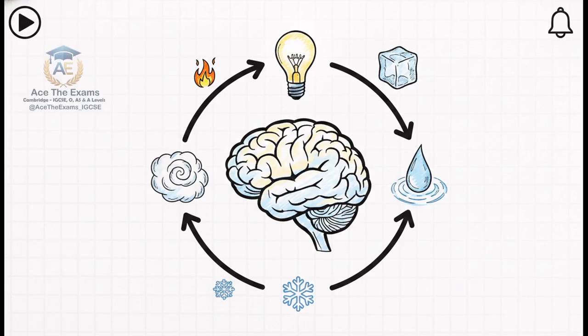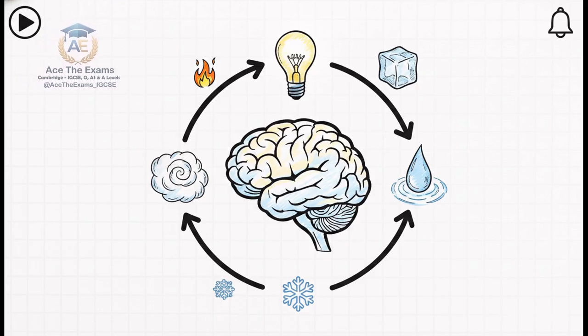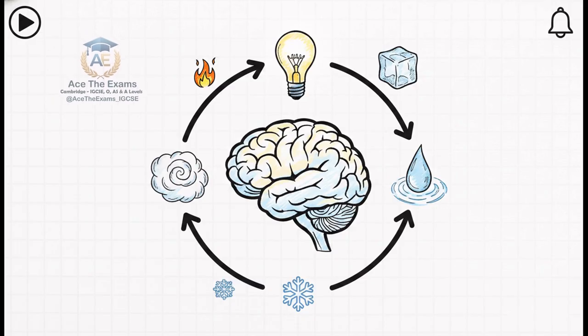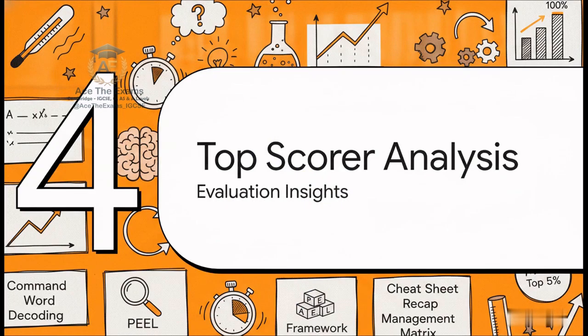A really strong mnemonic ensures you instantly recall the directional flow of thermal energy, whether it's actively going into the system to break bonds or leaving the system as bonds form. Building these little cognitive shortcuts is absolutely crucial, ensuring you have total, instant recall when you sit down in that exam hall. Finally, let's step into Section 4, Top Score Analysis.